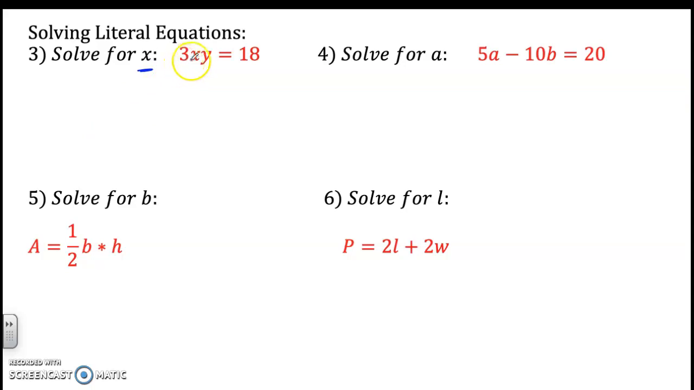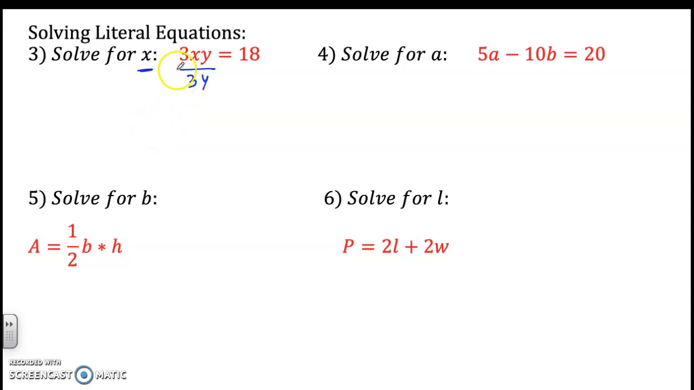A 3. What's going on there? Is there any signs between the 3 and the X? No, that means they're multiplying. Opposite of multiplication, division. But hold on, I want to leave the X by itself. So with that 3, cancel, divided by 3, I cancel. What about the Y? It's multiplying as well. So multiplying the X, canceling, I divide.